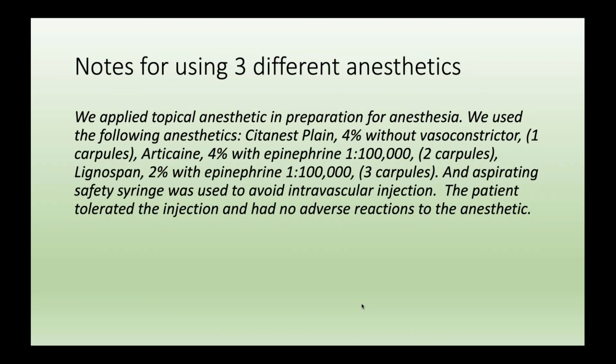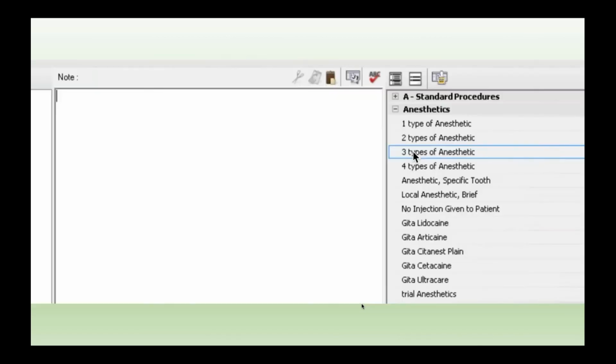An aspirating safety syringe was used to avoid intravascular injection. The patient tolerated the injection, had no adverse reactions to the anesthetic. Now I've got a typo there where I put "and" instead of "an" aspirating. So the next time I go into my notes, I will refine that. I'll tweak that so that that's more correct. Okay, now here's how we do that.